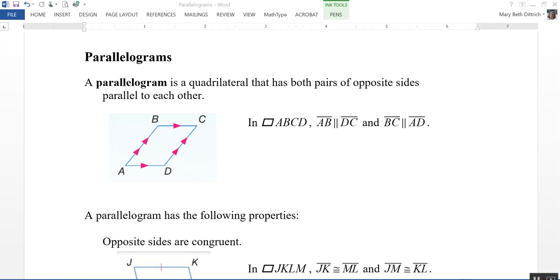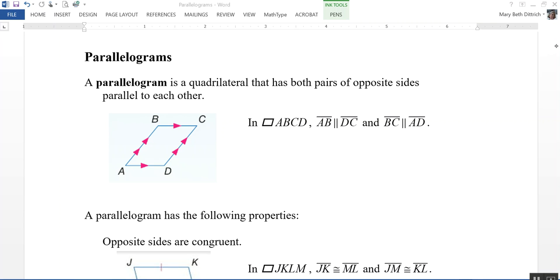This video is on parallelograms. A parallelogram is a quadrilateral that has both pairs of opposite sides parallel to each other. So for example, here in parallelogram ABCD, side AB is parallel to DC and BC is parallel to AD.